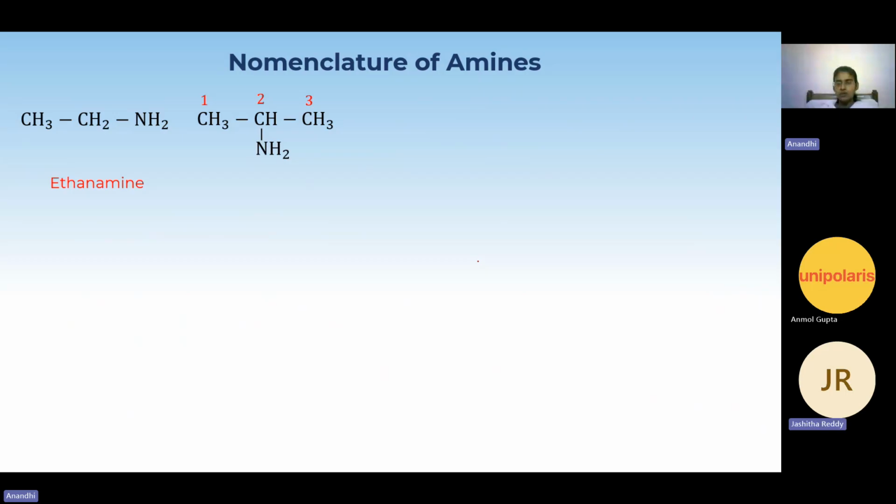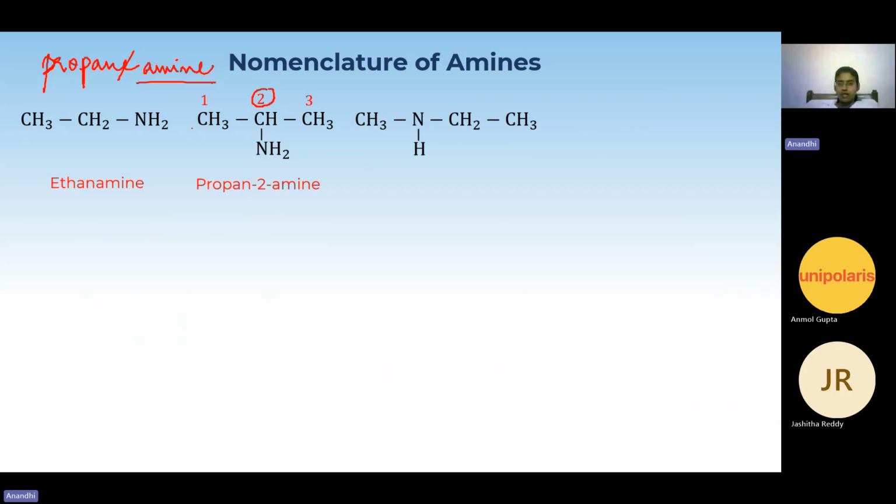If I have 3 carbons, then what is the root word? Like methane, ethane. If I have 3 carbons, very good, it is propane. Let me write here propane. Then I have to replace this E by amine. Now this amine is attached to which position of this chain? Second position. So it should be propan-2-amine. Understood? Yes, ma'am.